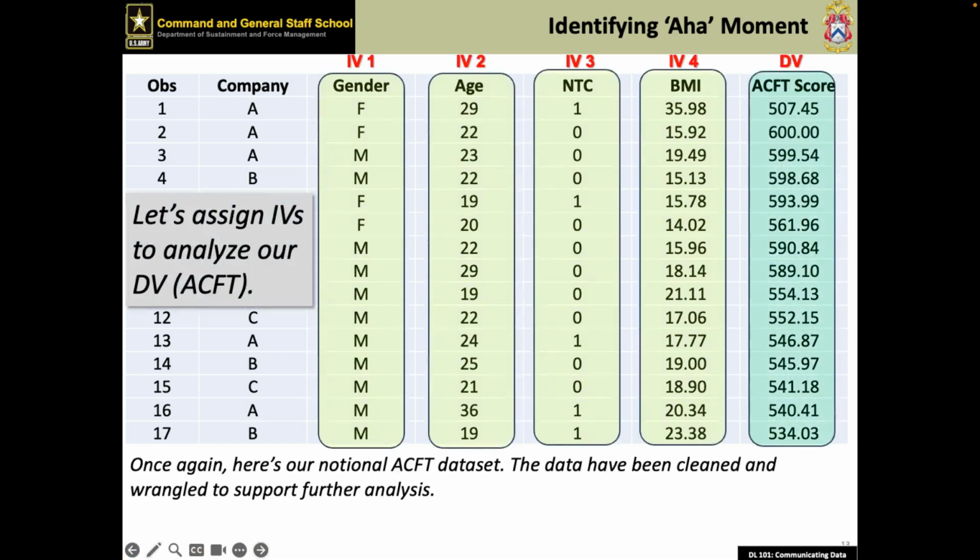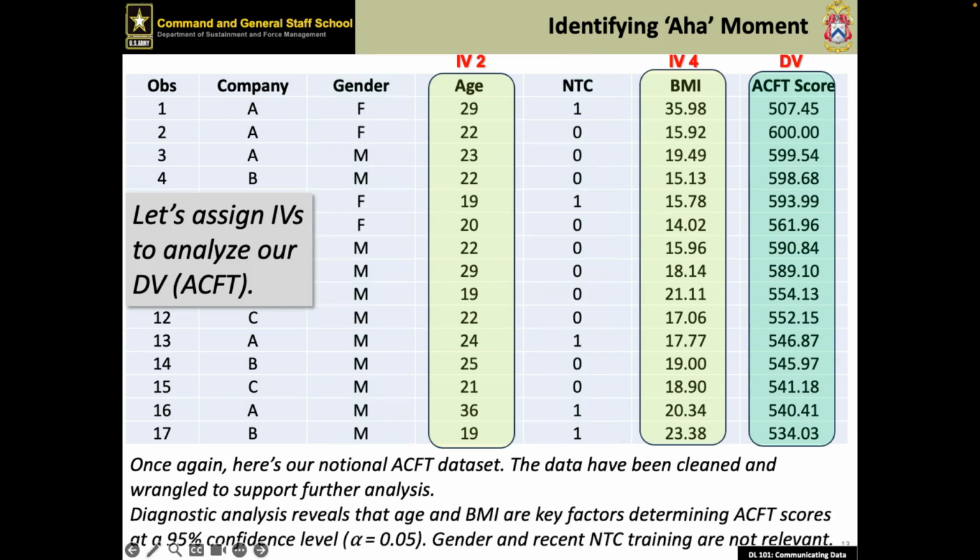So suppose we've selected 4 of our data sets to use the variables there to be our independent variables. In other words, we want to see which factors might influence the unit's ACFT scores. Our diagnostic analysis finds that age and BMI are key factors determining ACFT scores at a 95% confidence level. Gender and recent NTC training are not relevant.